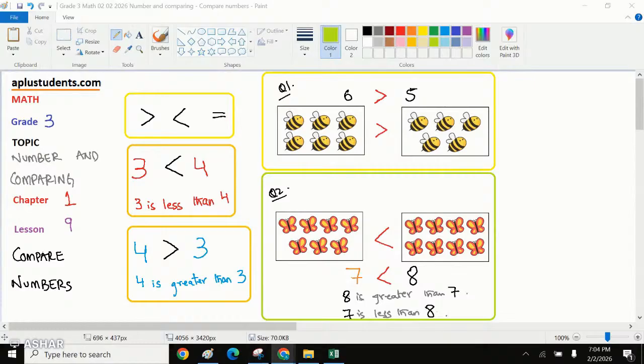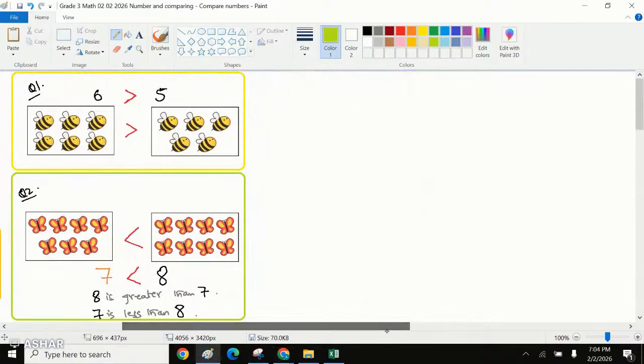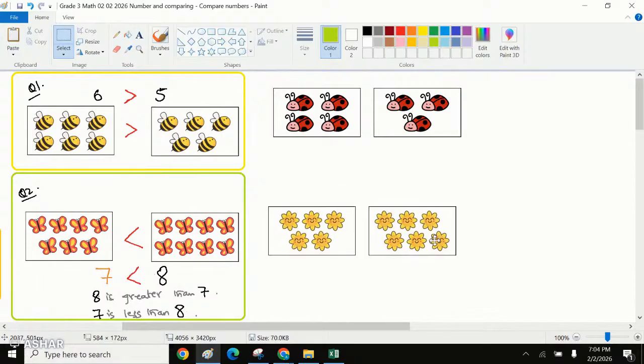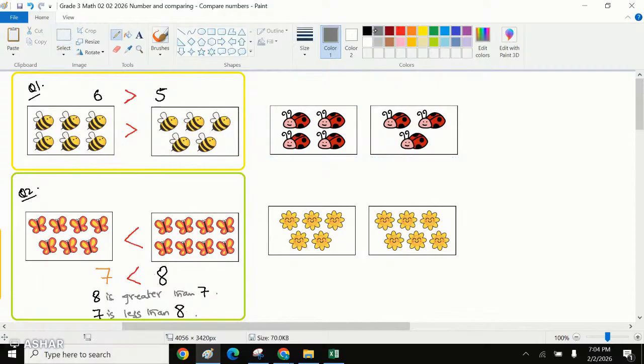For question number 3, if we have a certain number of snails, which side would have more snails? If these were 4 and these were 3, so we can say, yes, 8 is greater than 7. So this is exactly what is written. 8 is greater than 7, or 7 is less than 8. Exactly the same thing written.